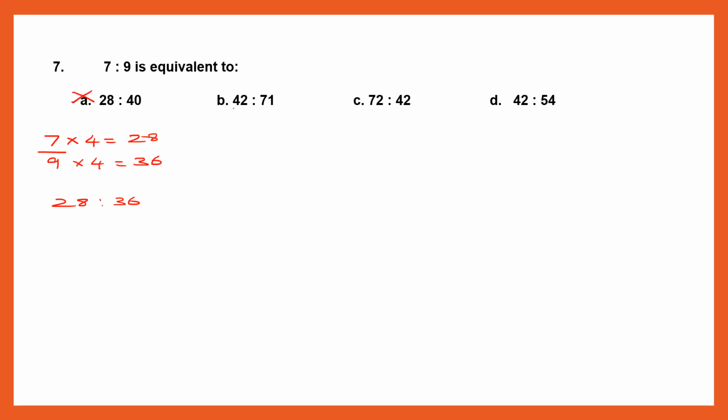Now here 42, second one, 42 is to 71. Let's see. 7 into what is 42? 7 into 6 is 42. That means we have to multiply 9 also into 6.